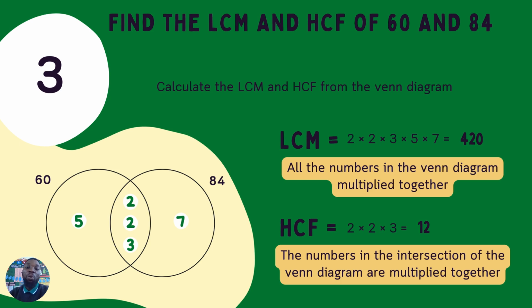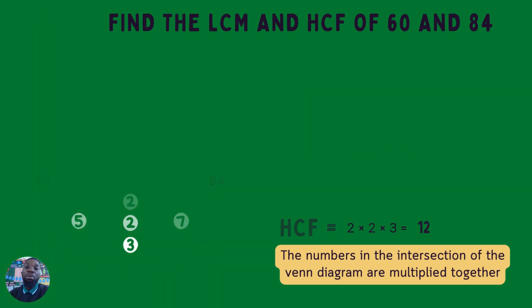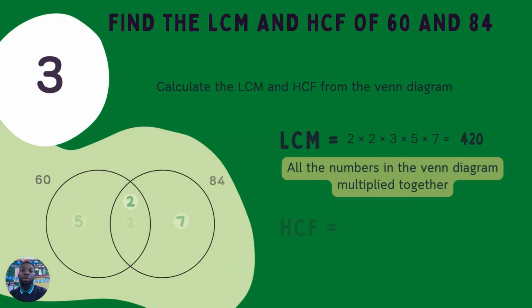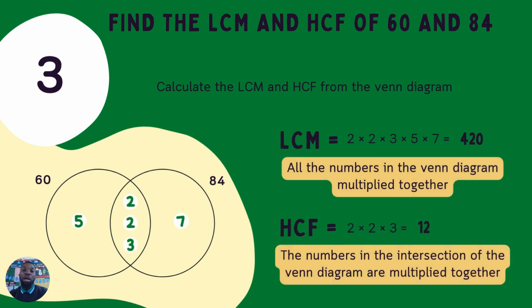So HCF, don't forget the HCF is the highest common factor. So it has to be only the numbers at the middle of your Venn diagram, not all the numbers together. So that is what differentiates LCM and HCF. So the HCF will now be 2 times 2 times 3. That will give us 12. So that is the HCF of 60 and 84, while the LCM remains 420.